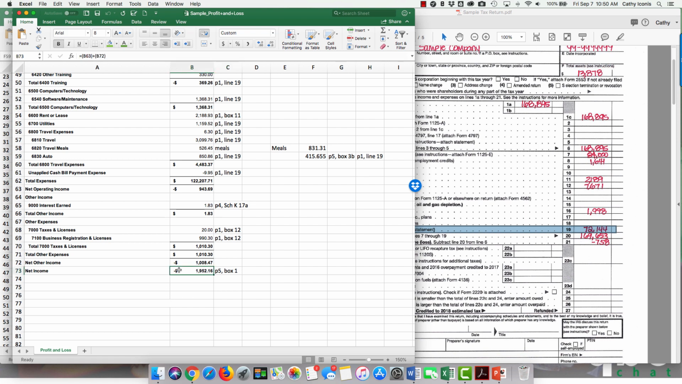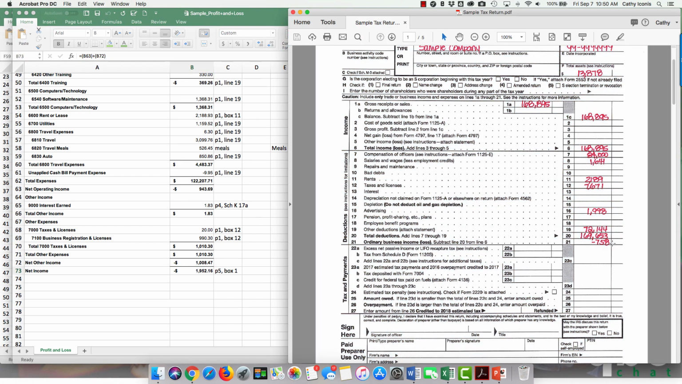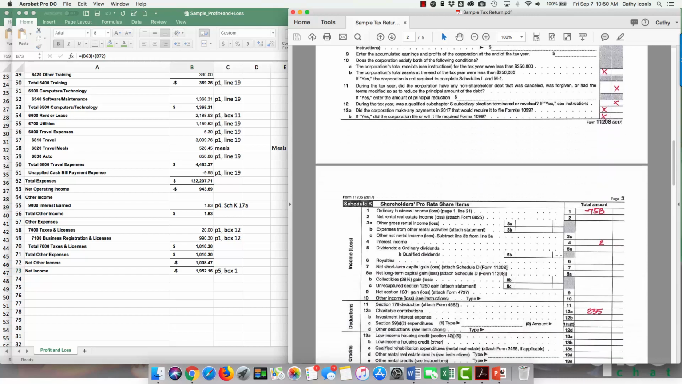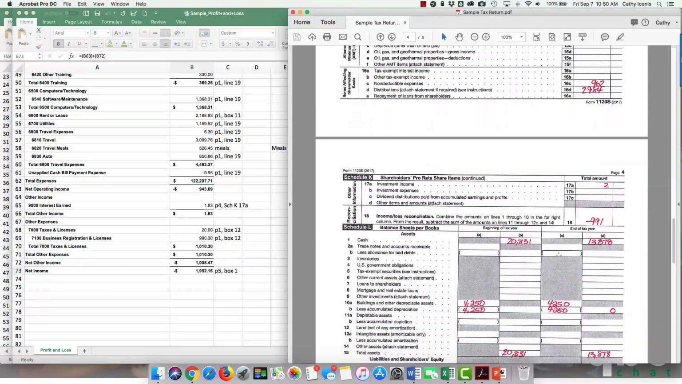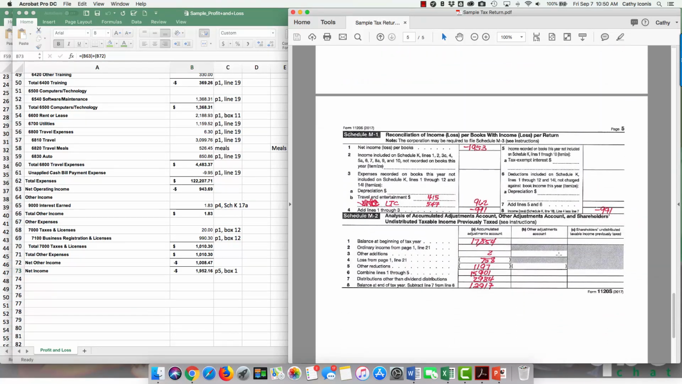But when we come down to the end of the day, our net income is 1952.16, but our net income on the return is negative 758. So it's close, but not the same, right? So that's why we come back to Schedule M-1 on page 5. Let's go down to page 5.